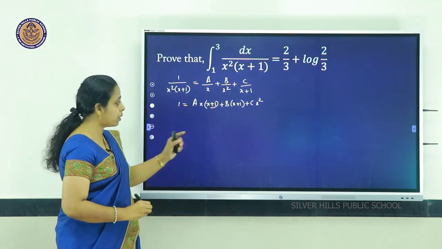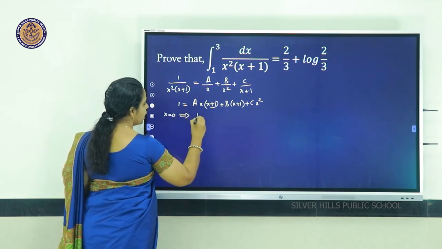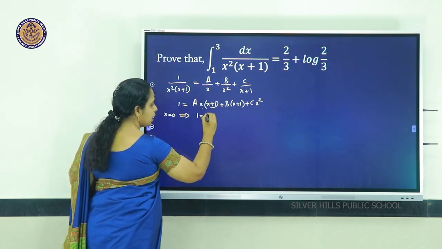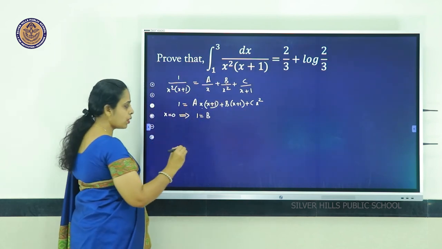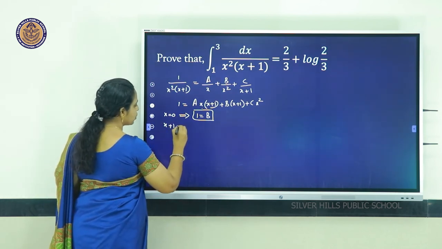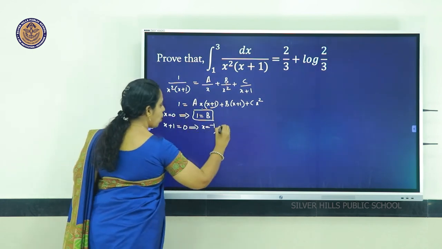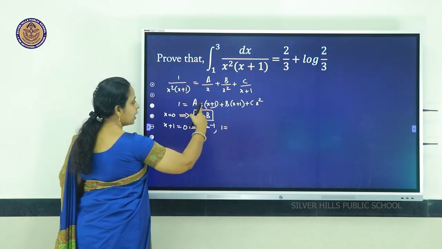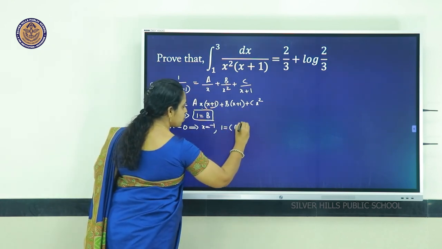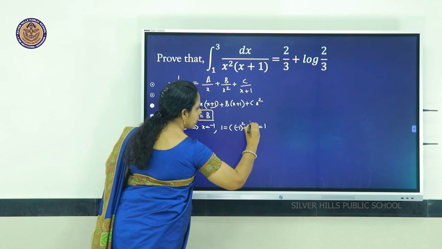Now let us give one by one the factors equal to 0. X equal to 0 implies 1 equal to, here it will become 0, this part will become 0, you will get b into 0 plus 1, which is 1. So value of b is 1. Now x plus 1 equal to 0 implies x equal to minus 1. So 1 equal to, where you say x plus 1, a and b, they will get cancelled. X equal to minus 1, c into minus 1 square, so it is 1, so gives c equal to 1.